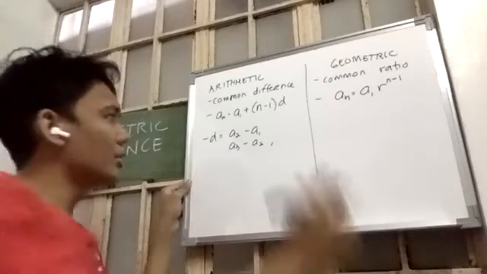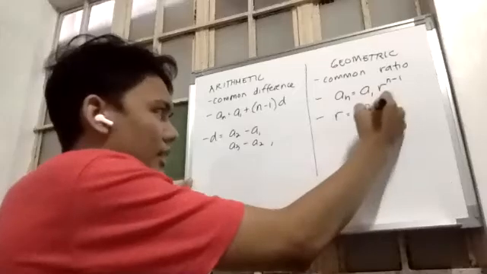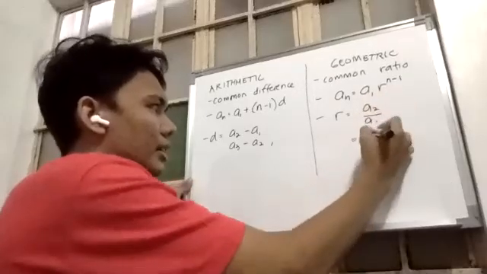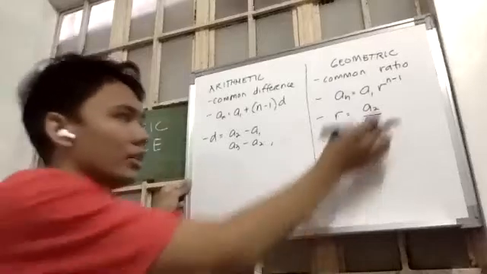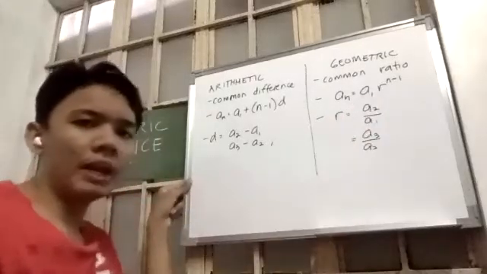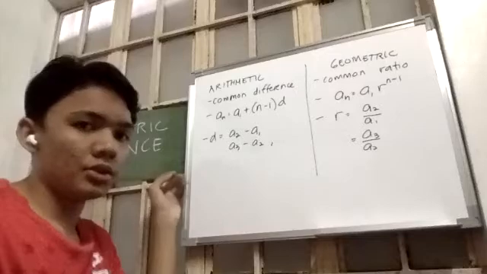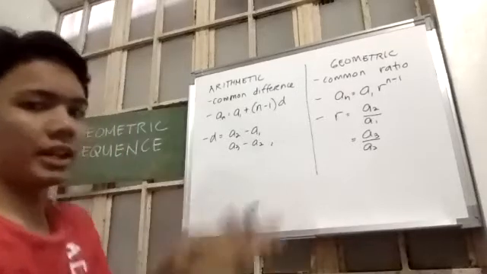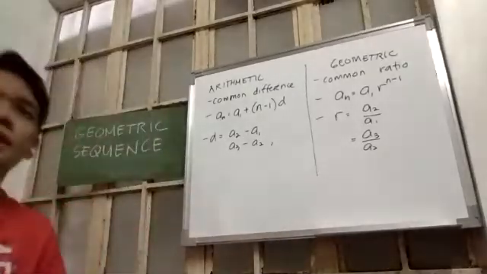Okay, so, ang formula niya for r, paano hinahanap si r? We divide a sub 2 by a sub 1, divide a sub 3 by a sub 2. Kaya ratio, makikita nyo, fraction siya. Para mahanap natin yung ratio. So, yun yung pinagkaiba ni arithmetic tsaka geometric. Yan, makipicture.